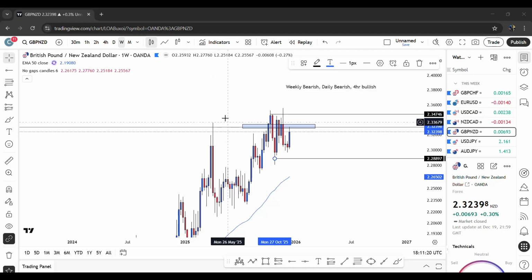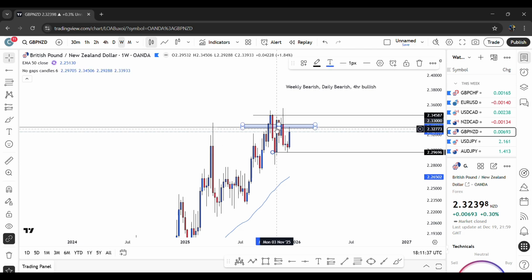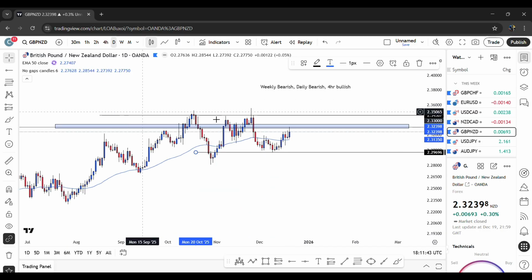Right. Next one is GBP NZD. GBP NZD on the weekly is bearish. If you look at this one, this is the lower high and this is the lower low. Price is still in between, so that's why the weekly is bearish. If we drop down to the daily, then daily is bearish.